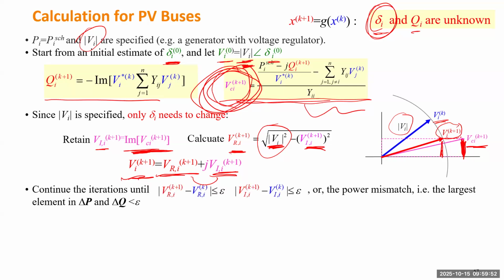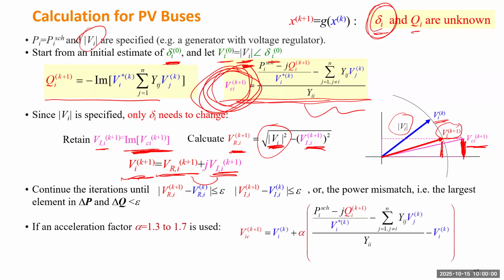All right. So we keep iterating until both the real part and imaginary part changes are less than the error tolerance. Then we stop there. If you want to use an acceleration factor, for instance bigger than 1, this is where you need to plug it in. You need to add the factor here. That can speed up the iteration.